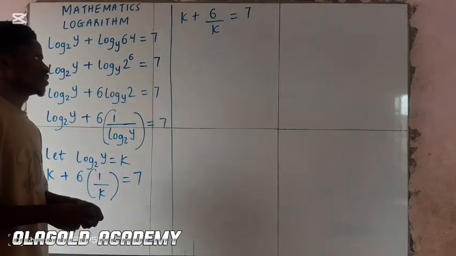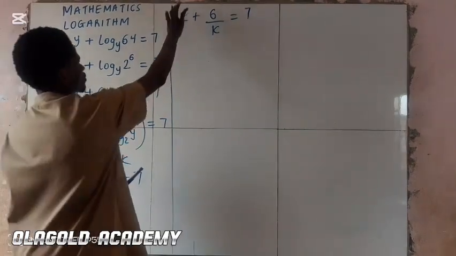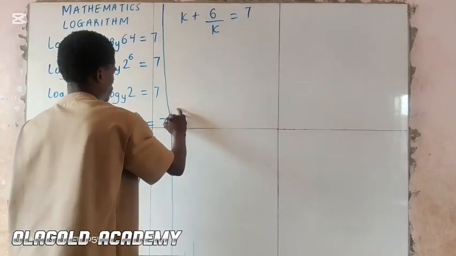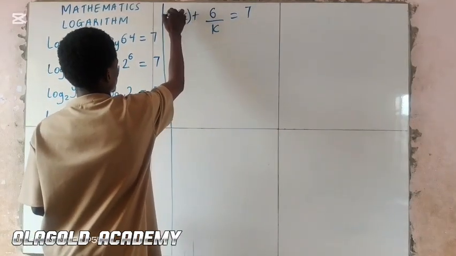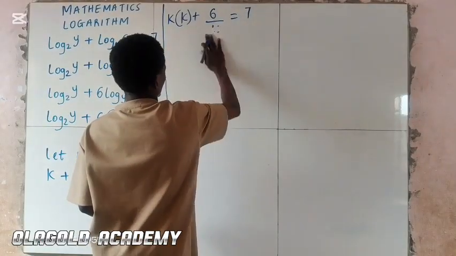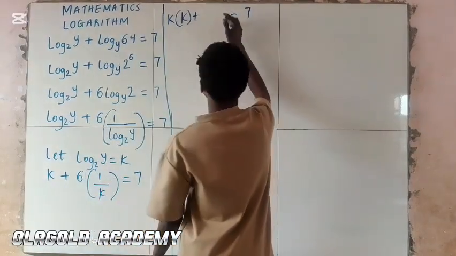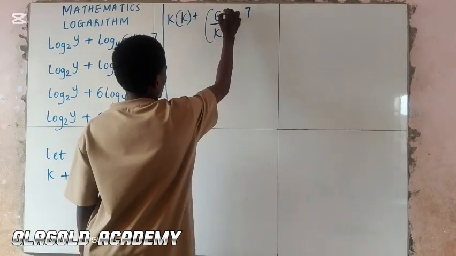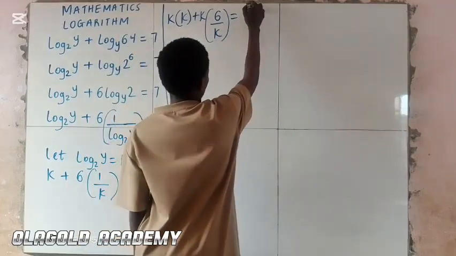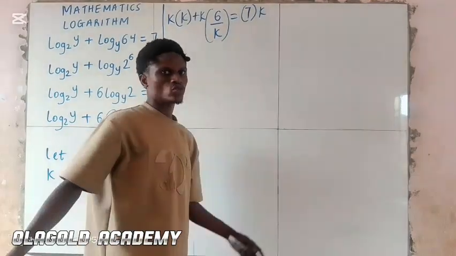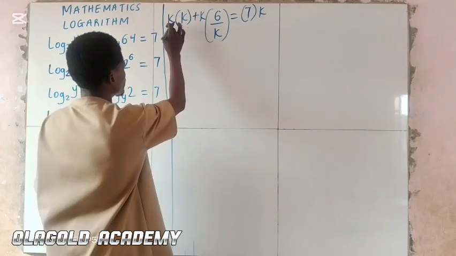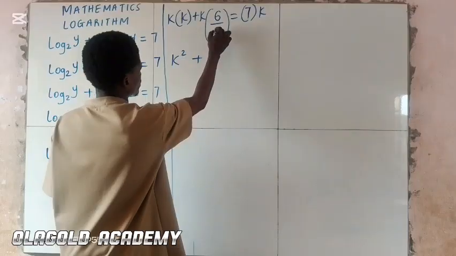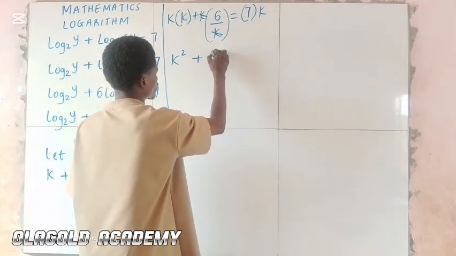My next task here is to multiply all through by k. I'm going to have here times k, this place times k. Here is already 6 over k. I'm going to have here multiplied by k, here also multiplied by k. Alright, k times k gives k squared, plus k cancels k, so you have plus 6 equal to 7k.